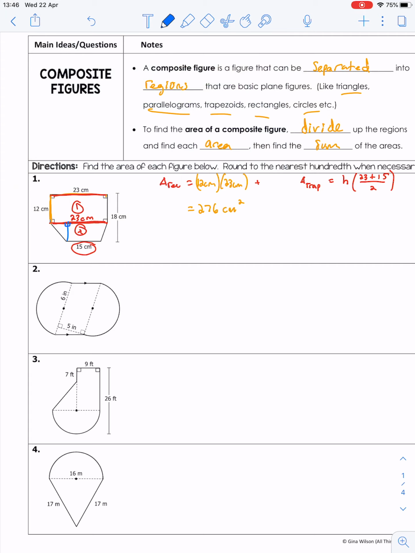And how do we find that? Well, we know this is 12, and we know the whole thing here is 18. So what does this have to be? If the whole thing is 18, this is 12, this must be 6 centimeters. So the height is going to be 6. Okay, and then when we do that, we get 114 centimeters squared. And so we're looking for the area of the composite. That's going to be 276 plus 114, which is going to give us 390.